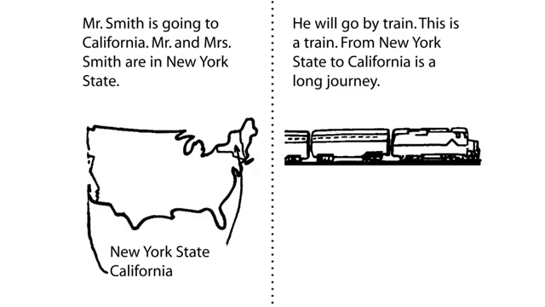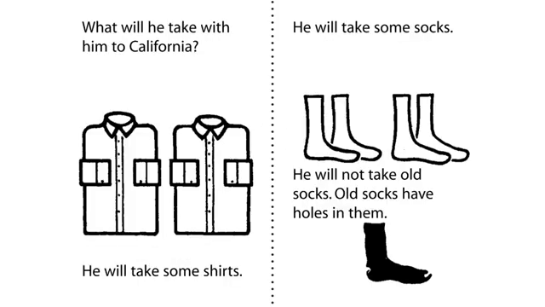Mr. and Mrs. Smith are in New York State. He will go by train. This is a train. From New York State to California is a long journey. What will he take with him to California?